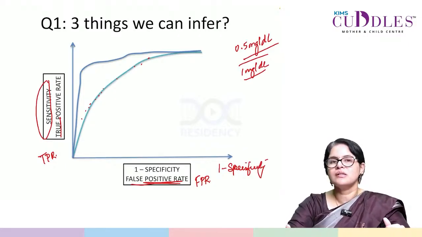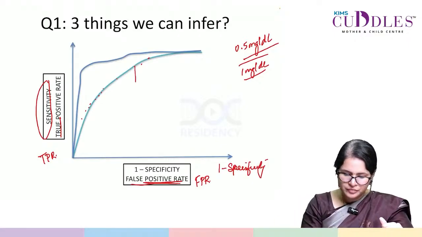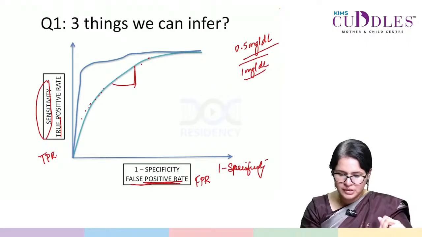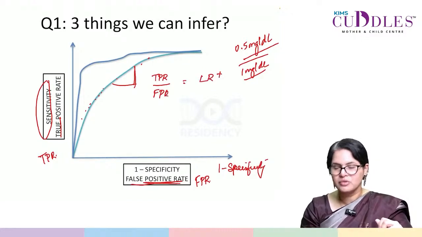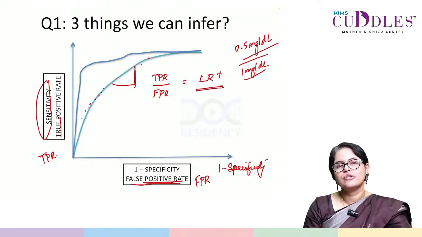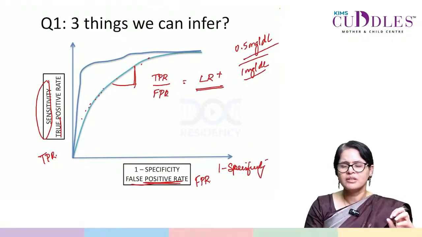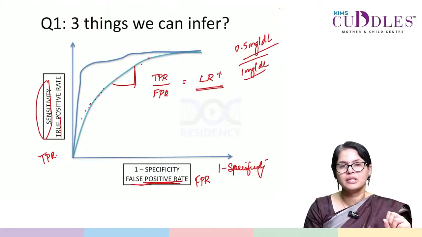Now, how this curve helps is, one, from the slope of this curve. The slope of any curve is nothing but the y-axis by the x-axis, which in this case is the true positivity rate divided by the false positivity rate. This gives us the likelihood ratio of a positive test. So the slope of the ROC curve gives us the likelihood ratio of a positive test, the formula for which is true positivity rate divided by the false positivity rate.